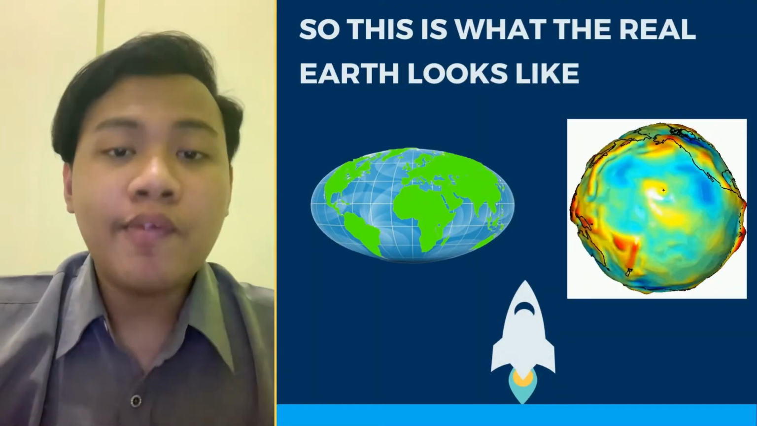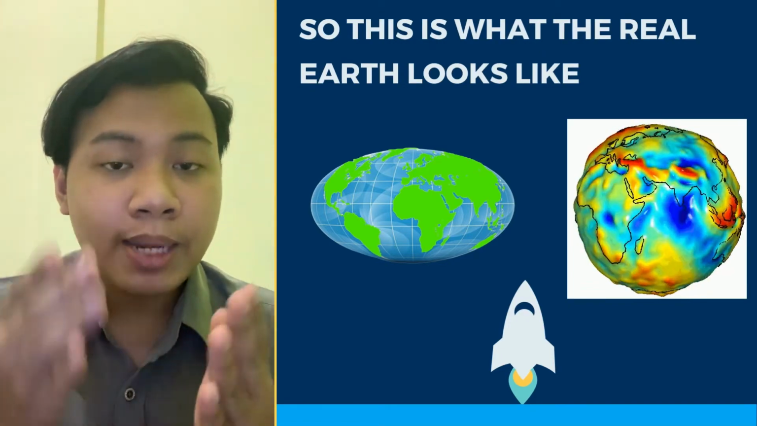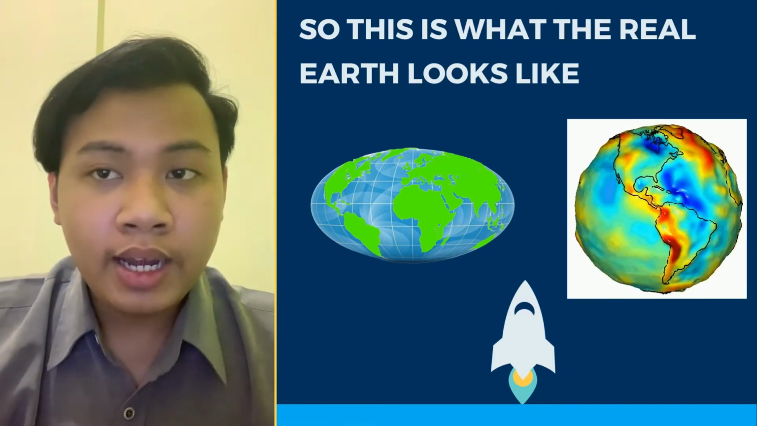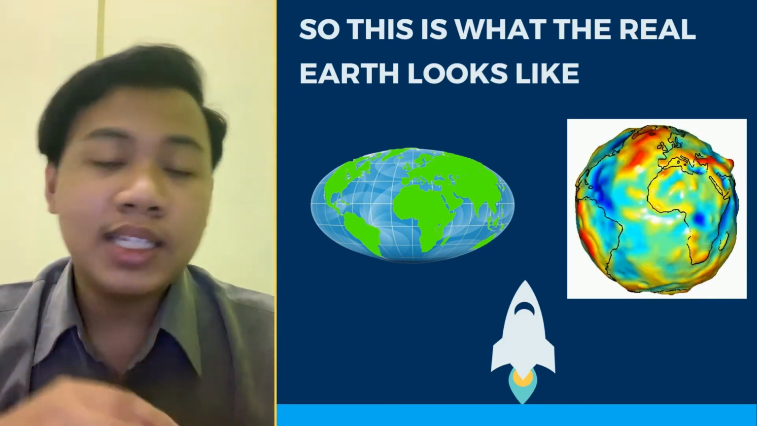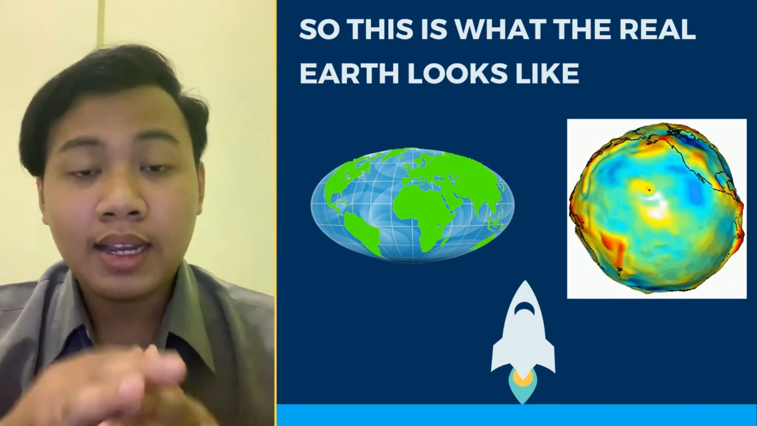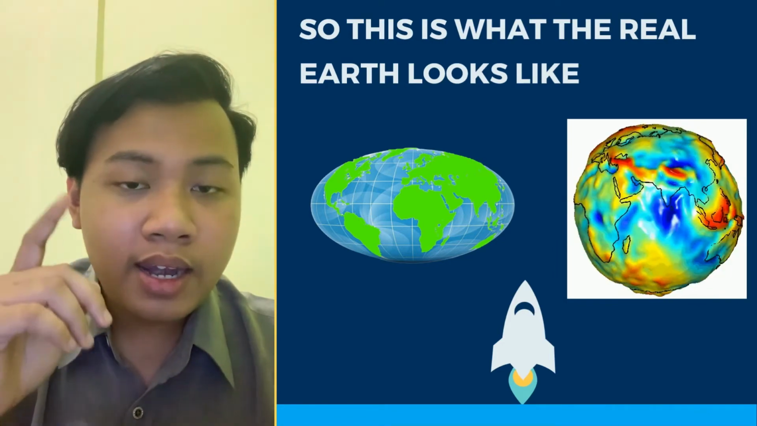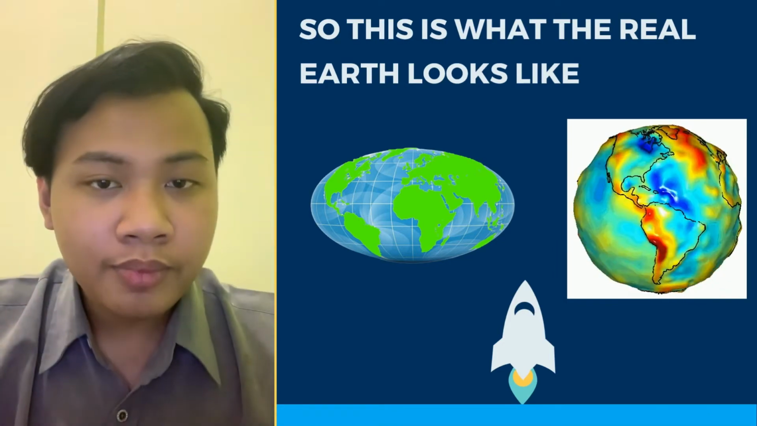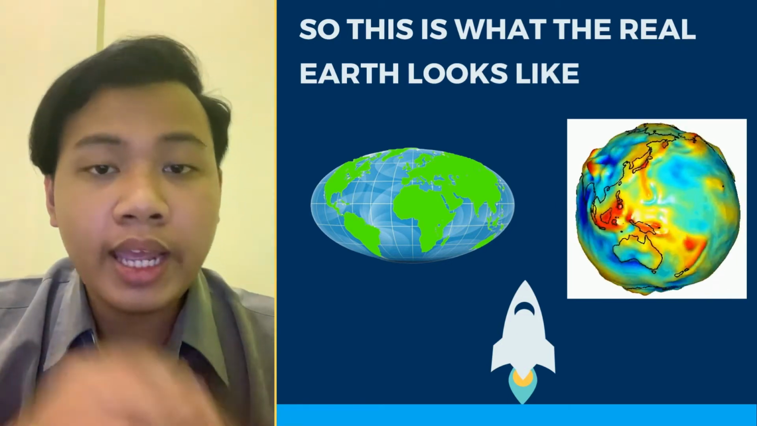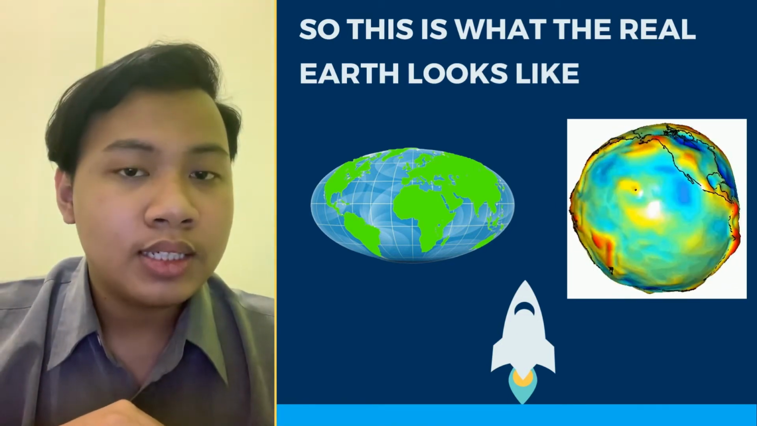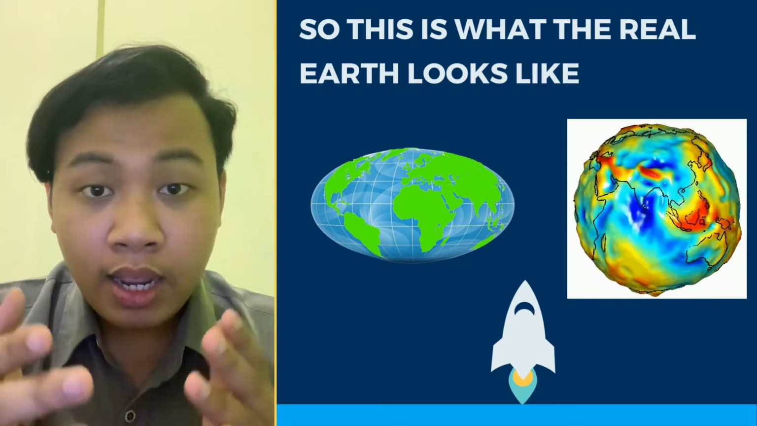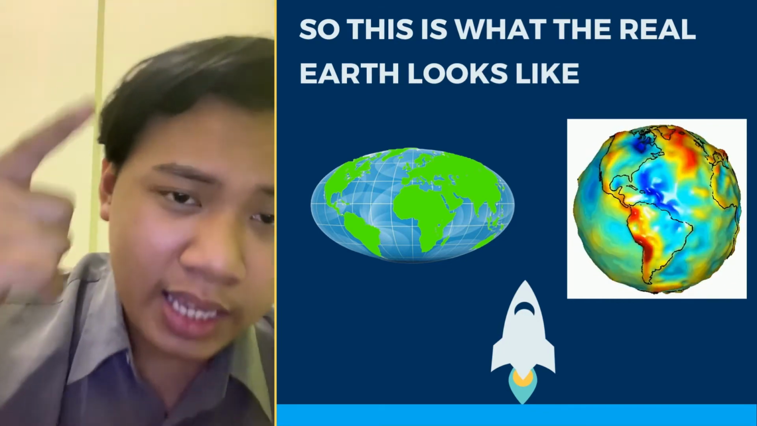There are two curve forms that represent the real shape of the Earth. The first one, as you can see in the picture on the left of the screen, is the ellipsoid shape. And the right one is the geoid shape. So, a more detailed explanation will be given by two of my friends, Rayhan Daffa and Nabil Hadjoe. So, check it out.